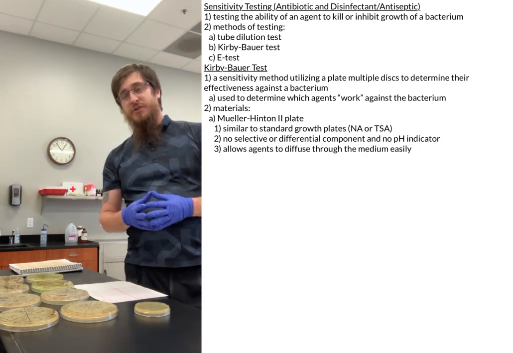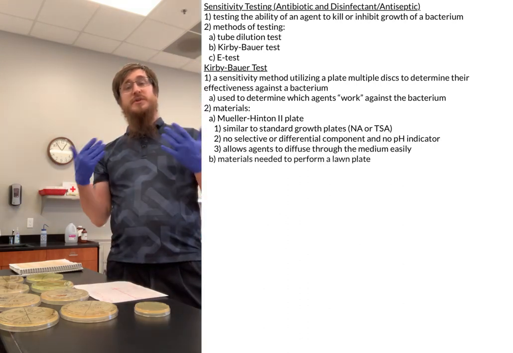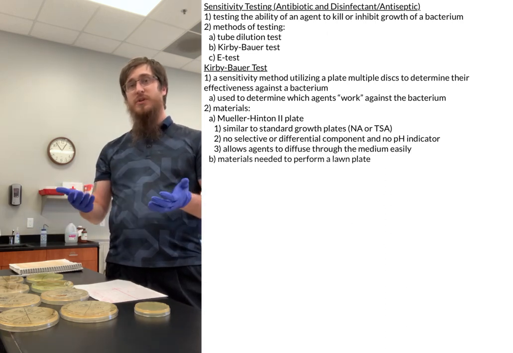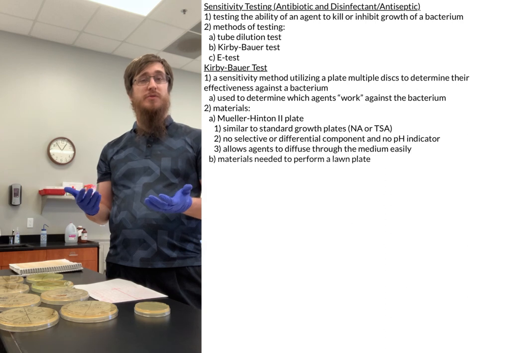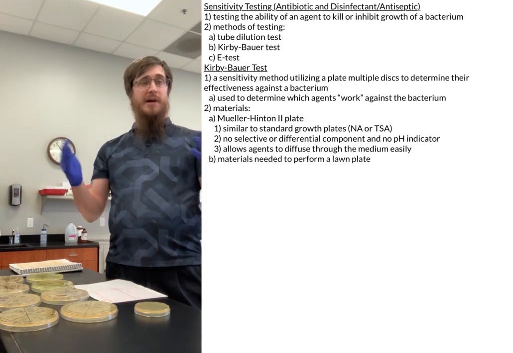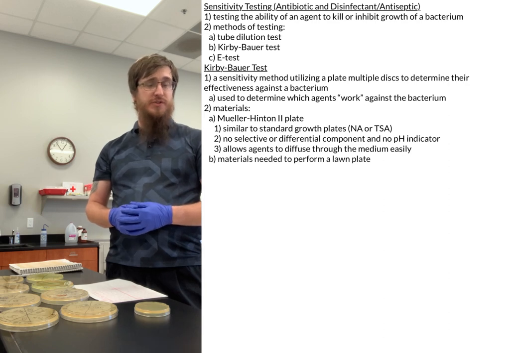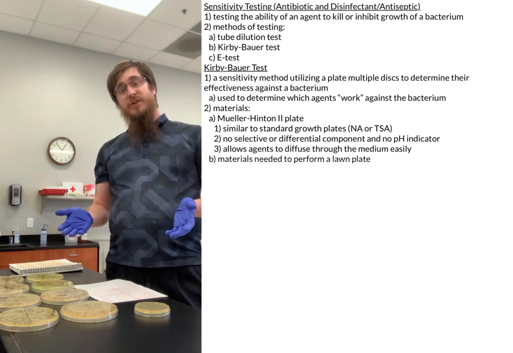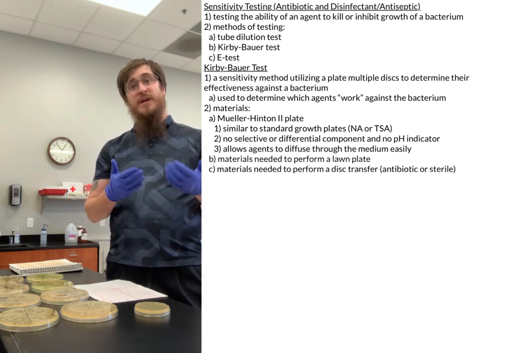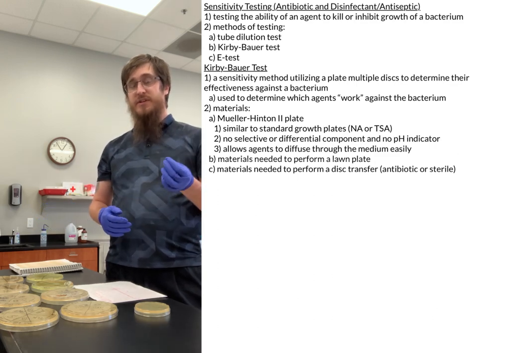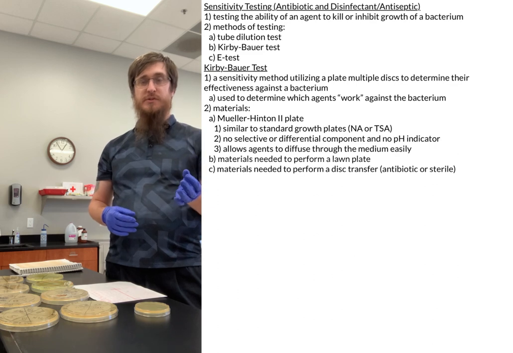Another thing that you're going to need are basically all the materials that you would need in order to do a lawn procedure. So we are going to do a lawn on this, so you're going to need the stuff to do a lawn procedure. Again, I would suggest doing that with a cotton swab, but you can do it with a loop if you want to. The next thing you're going to need are then everything to do a disc application technique. So if that is an antibiotic disc application, then you're going to use all the materials for that.